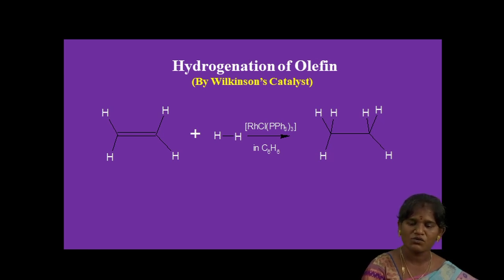So this is the overall reaction. This is our olefin, that is ethylene. A hydrogen molecule is added to this olefin in the presence of Wilkinson's catalyst in benzene medium, and hydrogenation takes place. Here the hydrogen bond is cleaved and the hydrogen is added to this carbon-carbon double bond, and we get the alkane. So alkene is converted into alkane by Wilkinson's catalyst in benzene medium.